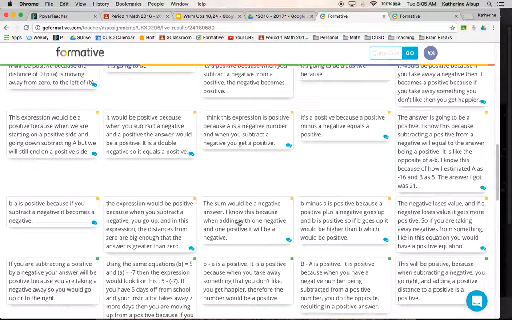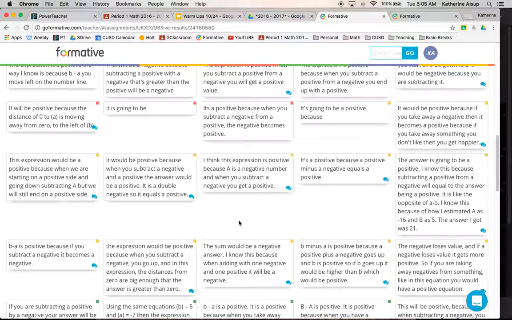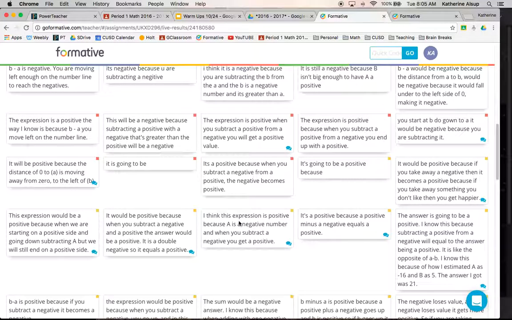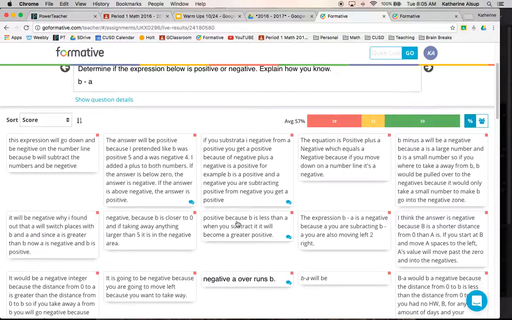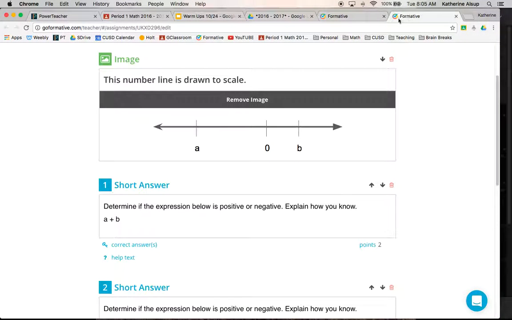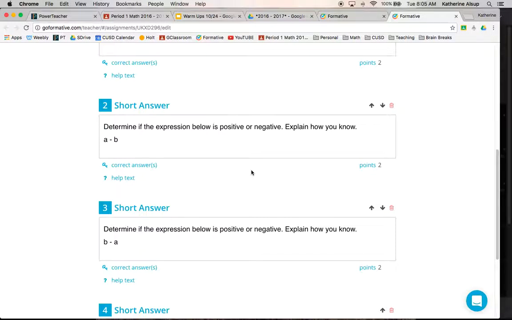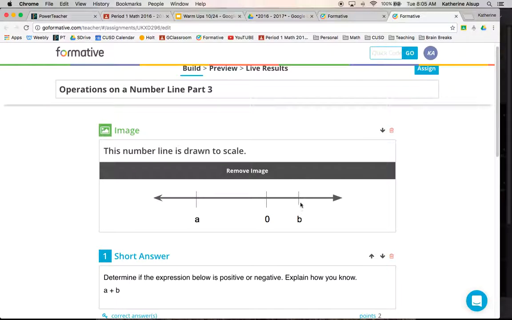Another common thing I saw in our students that may have gotten partial credit is they may have explained it well, but then they also talked about distances from 0 or absolute value. Since number 3 is asking for b minus a, I'm already starting in the positives and I'm moving up, so the difference is going to be positive. I don't need to worry about comparing the length of a to 0 and comparing that to the length of b to 0. For this case, it doesn't matter.